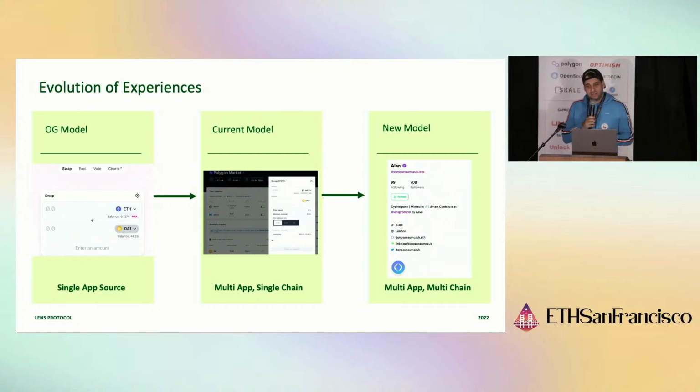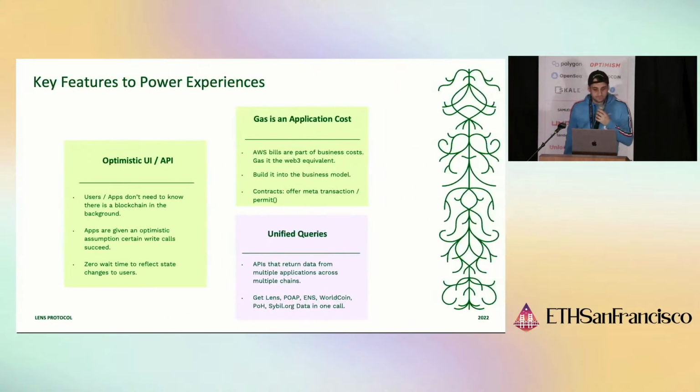Here's a screenshot from one of the Lens applications, Lenster. It is stitching together data from multiple applications across multiple chains. There's ENS on mainnet, Lens on Polygon, Worldcoin on Polygon, POAP on Gnosis chain, and many more, just in this one frame that's not even the entire screen. And we really think that this is the future of Web3 applications.